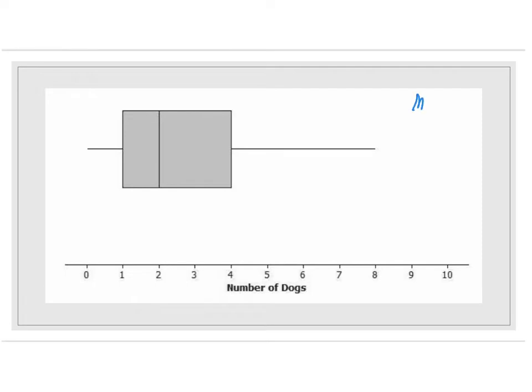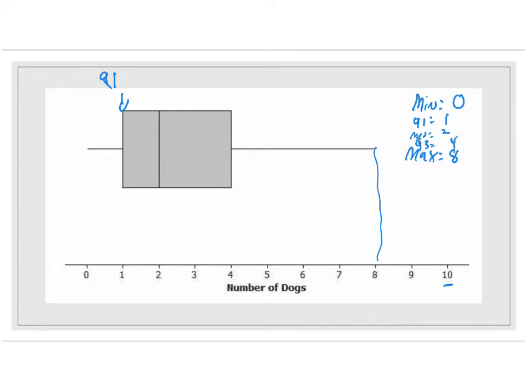So the minimum is 0. The max, be very careful. You don't look right here. You look to see where the number is. So the max amount of dogs is 8. The first quartile, or quartile 1, is at 1. The median is at 2. And quartile 3 is at 4.